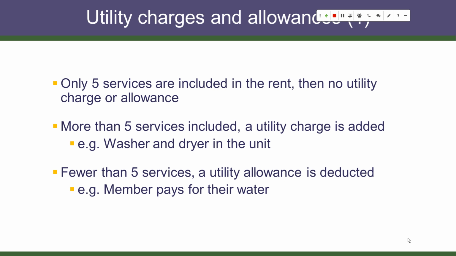If there's more than 5, for example, you may have a washer, a dryer, or a dishwasher in the unit that's included in the housing charges, then that is eligible for a utility charge. If there are fewer services offered, then they would be entitled to a utility allowance because the member would be paying for those costs themselves.